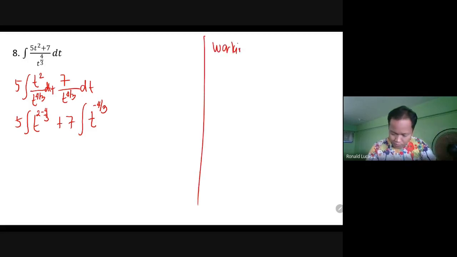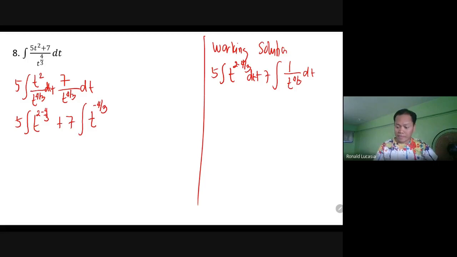Working solution. Di ba meron tayong 5? T 2 minus 4/3 plus 7. Dapat yan maging 1 over T 4/3, dt. Kasi 7 times 1, 7 pa rin naman. So this will be 5t 2 minus 4/3.